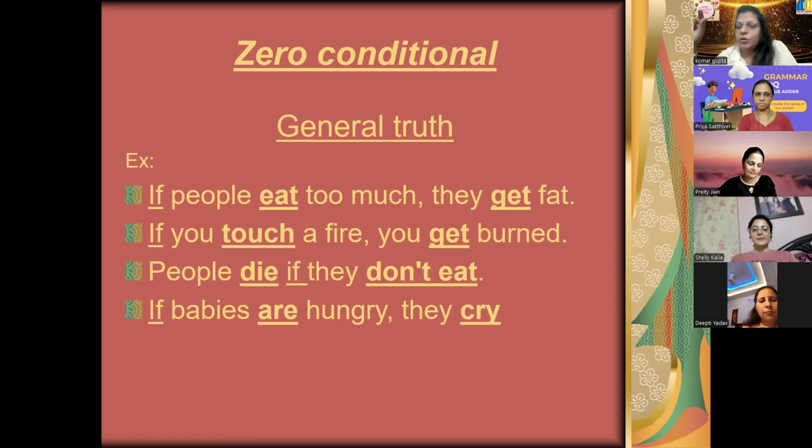If it is a general truth, and you are giving one condition, what is the condition? The condition is that if you eat much. So if you give the condition and you get the result on the basis of that condition, you have to construct that sentence into zero conditional sentences. So what is the structure of the zero conditional sentences? In both the condition as well as the result, you have to use the simple present tense. Then you will not use you will get fat, they will get fat. This is wrong.